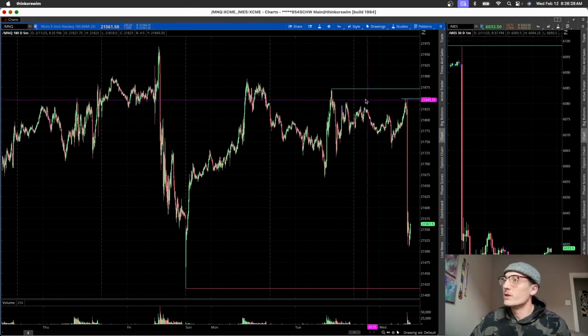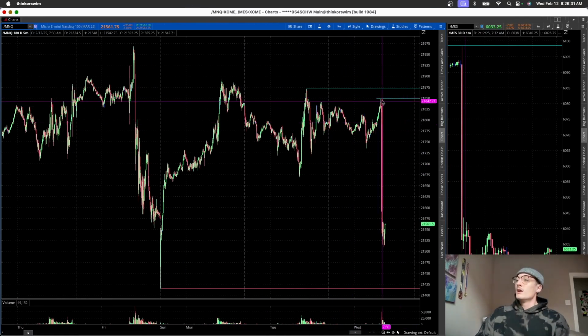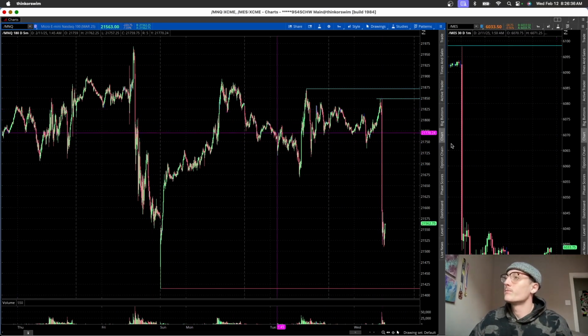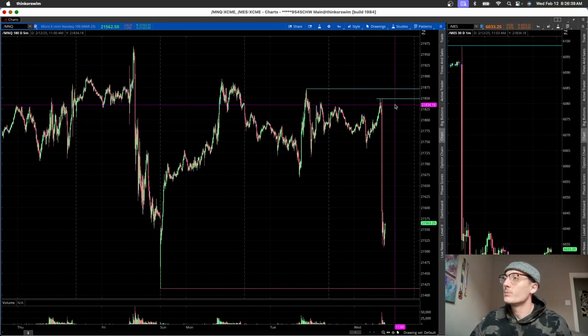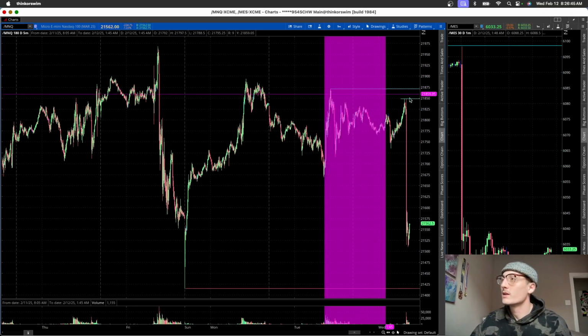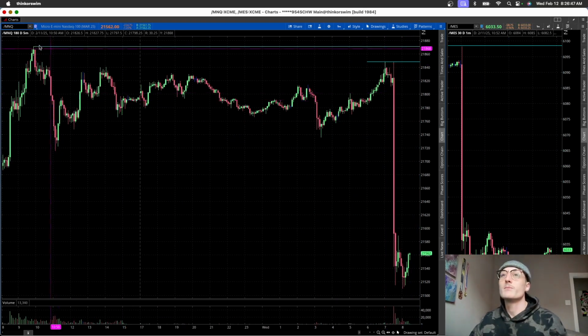Alright, here's the game plan for today. We had a large move down in pre-market due to CPI data coming out at 7:30 my time. We have equal highs up here at the top of that range that I would target for buy side. We've also got this level up here that we created yesterday.